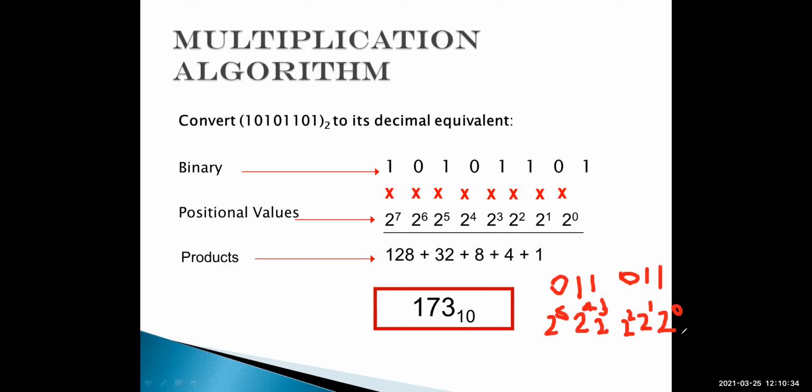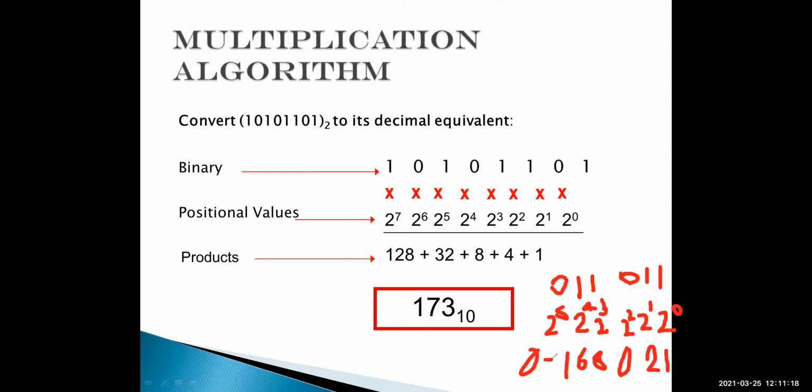Now 2^0 means 1. So 1 multiplied by 1 means 1. Then after 2^1, that means 2. 2 multiplied by 1 means 2. Now the third digit is a 0, because 2^2 will become 4, but 4 multiplied by 0 means totally 0. Then after that, 2^3 means, can anyone tell me? 2^3, 8. Yes, right. 8 multiplied by 1 means 8. Then after 2^4, 16. 16 multiplied by 1 means 16. And the last one is 0. Why? Because 2^5 will become 32, but 32 multiplied by 0 will become 0.